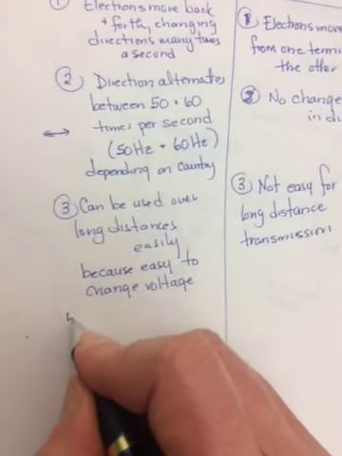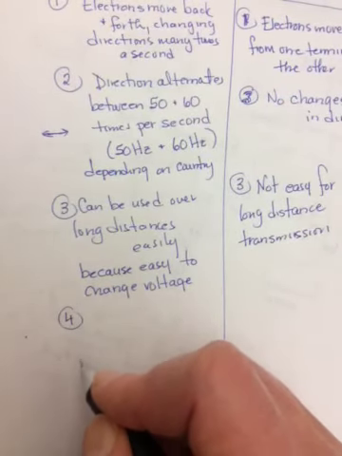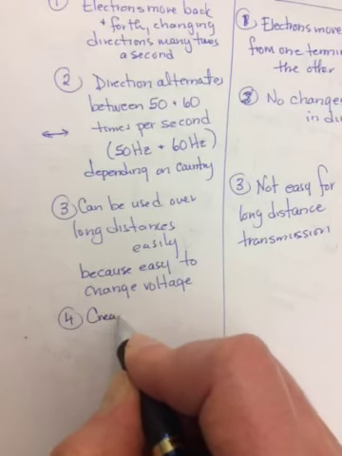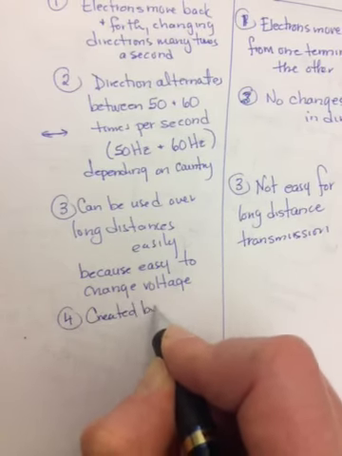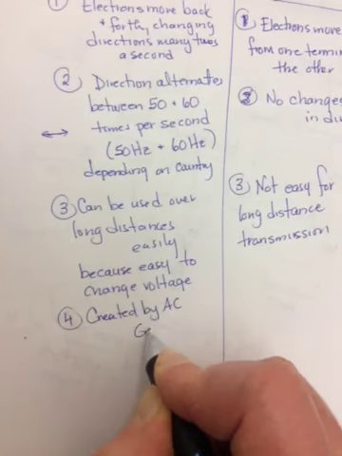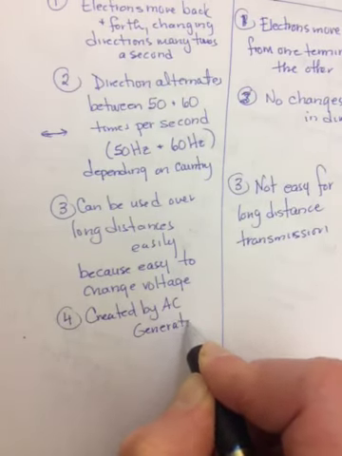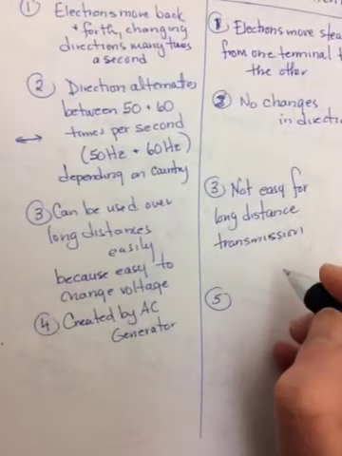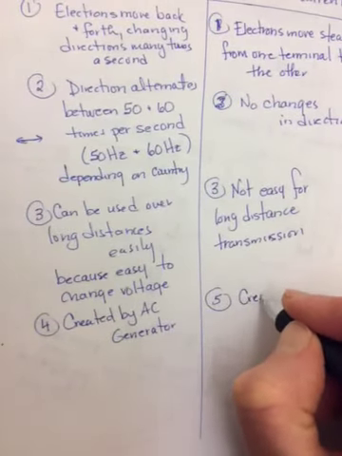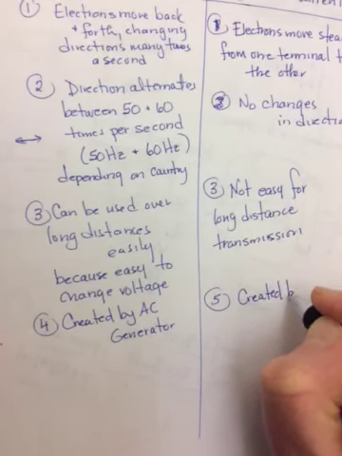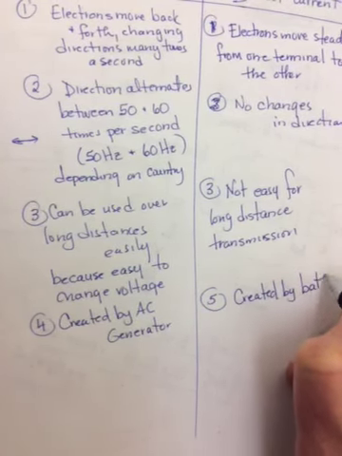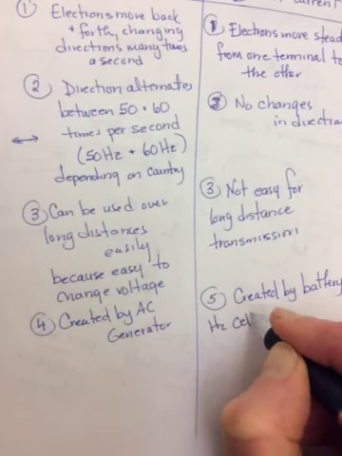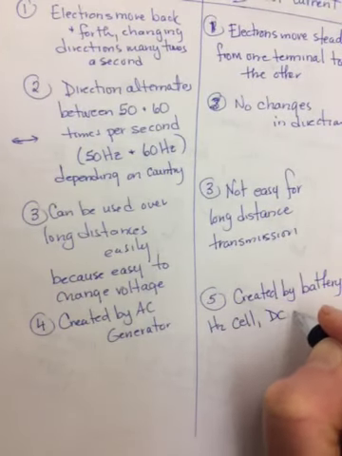Okay, this one can be created by an AC generator, as we just talked about. And for DC, created by a battery, hydrogen cell, and a DC generator.